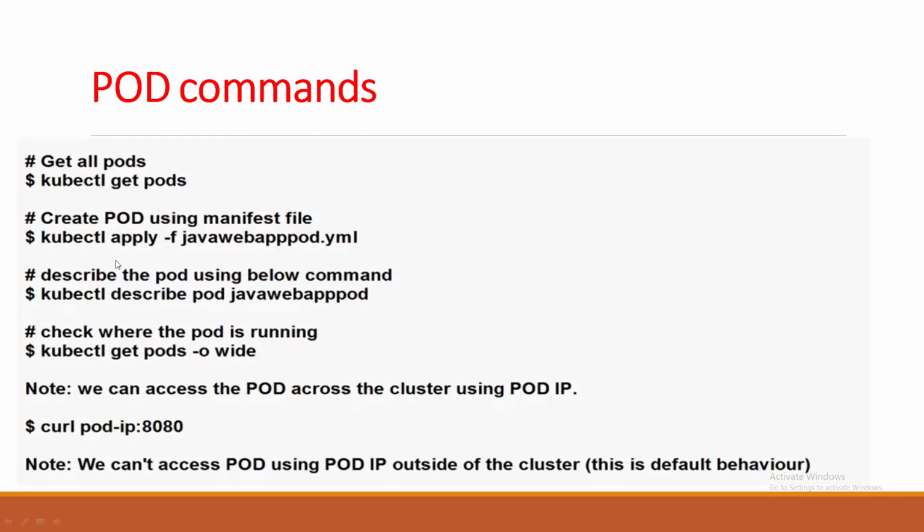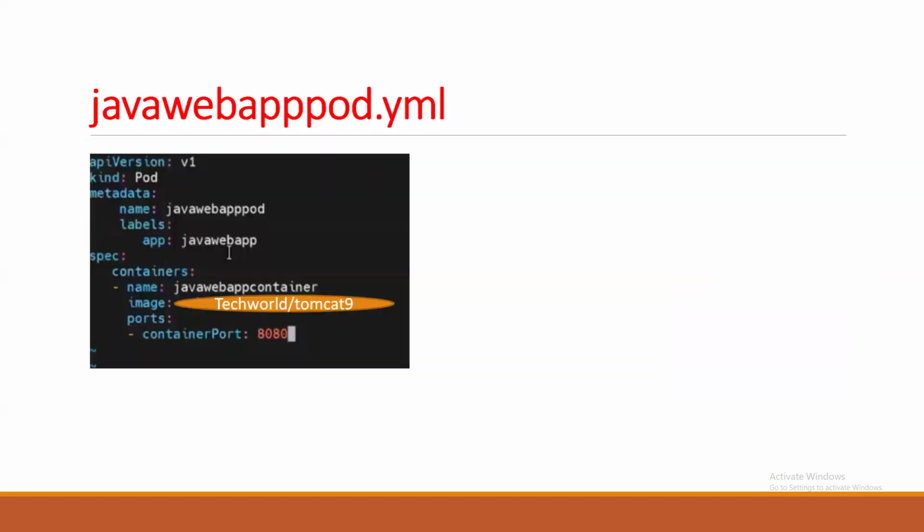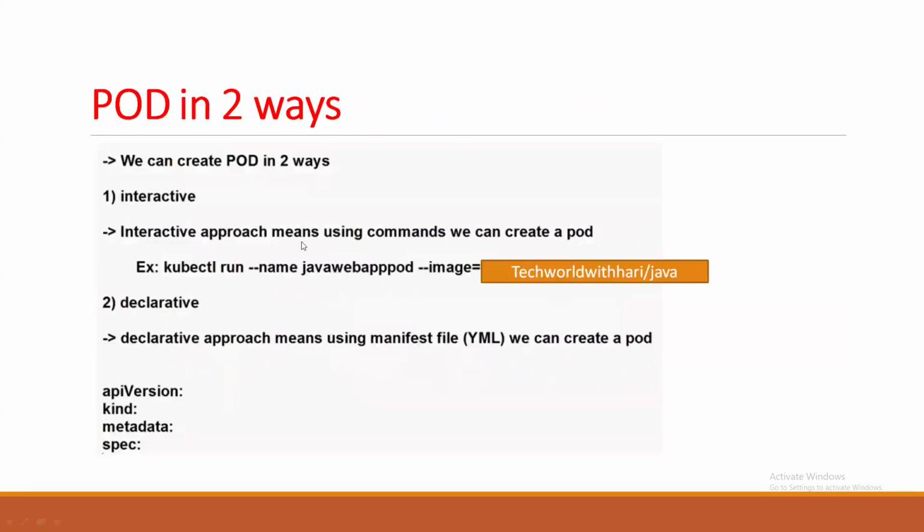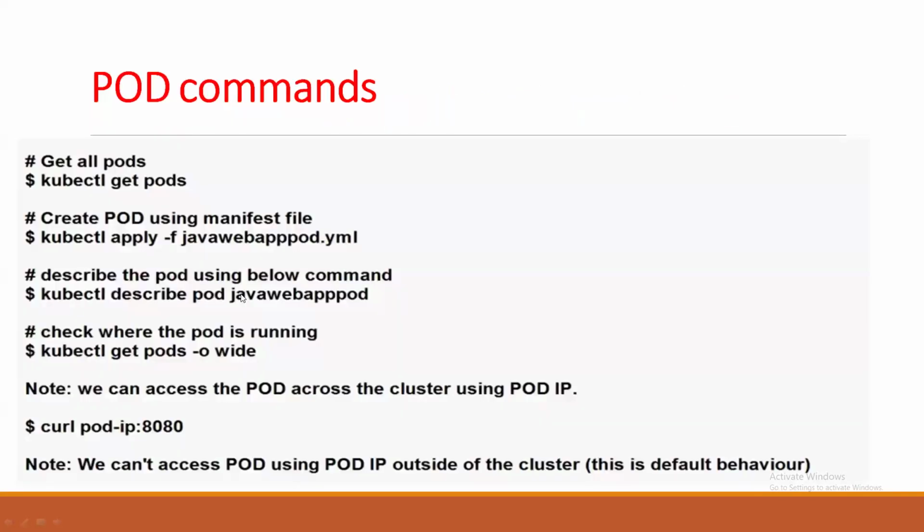So how can you create the pod? By using the interactive mode, you can run kubectl run. If you want to create a pod by using the manifest file, you can use the apply command: kubectl apply -f java web pod.yaml. It will automatically create the pod using the manifest file.